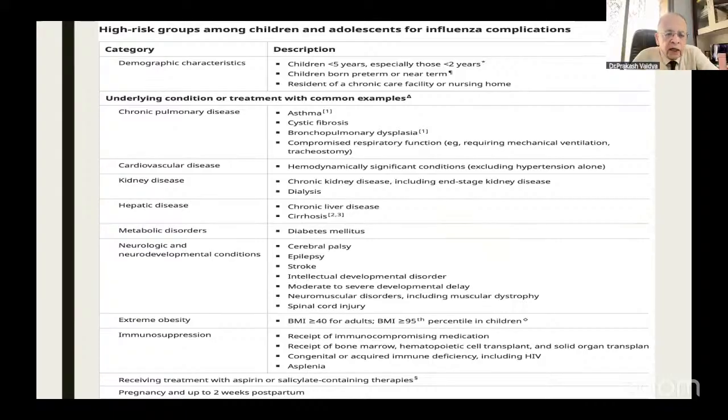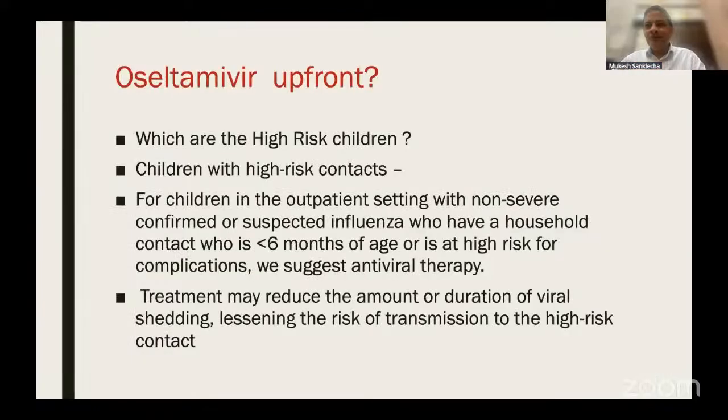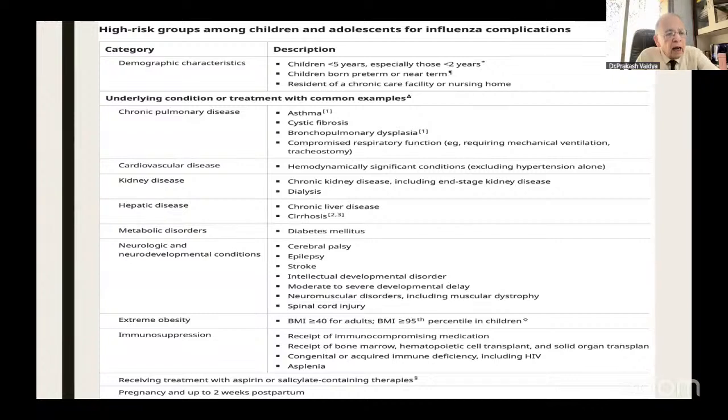This is just to illustrate which children you are more likely to start oseltamivir upfront: children suffering from a concurrent active disease and, interestingly enough, in today's times, obesity. Apart from this, what I want to know is, is there any other indication other than this where you would start a child upfront on oseltamivir therapy?